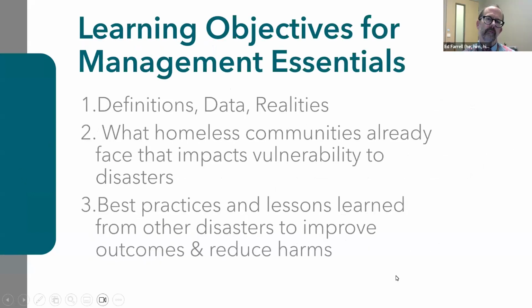So here's a roadmap for where we are going today with our talk. Some learning objectives for you to think about. We're first going to share some definitions, data, and realities on homelessness. And then we're going to talk about what homeless communities are already facing that may impact their vulnerability to disasters. We're then going to share with you some best practices and lessons learned from other disasters to improve outcomes and reduce harms for people experiencing homelessness.